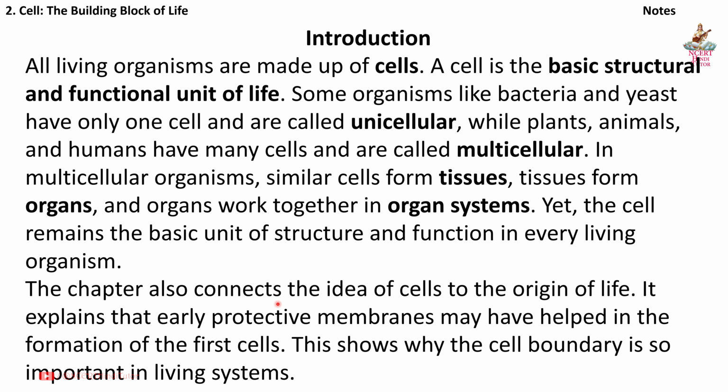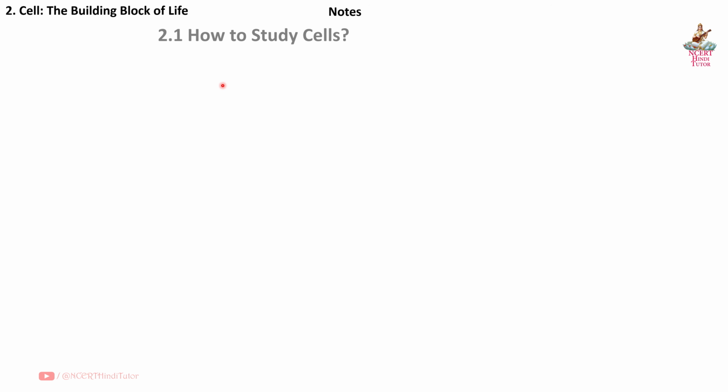The chapter also connects the idea of cells to the origin of life. It explains that early protective membranes may have helped in the formation of the first cells. This shows why the cell boundary is so important in living systems.